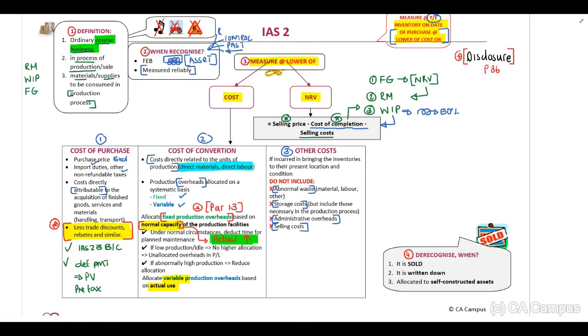Now, when do we derecognize our inventory? First, when it is sold, what will your journal entry be? You will then debit your cost of sales and you will credit your inventory.